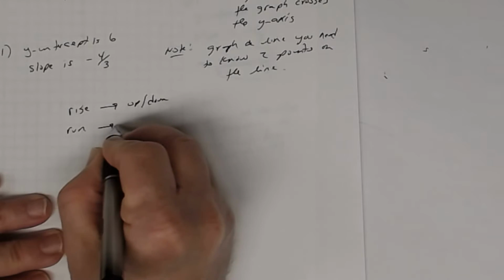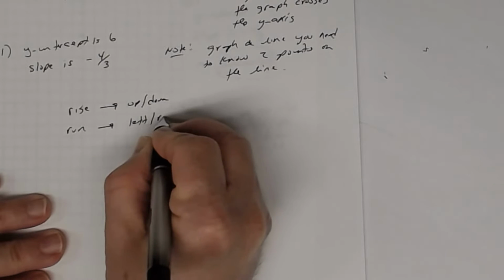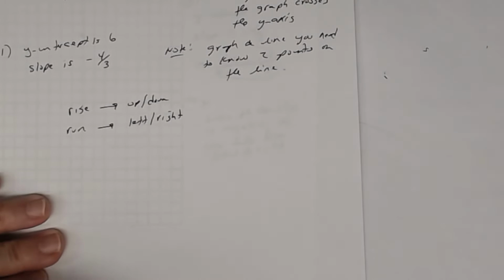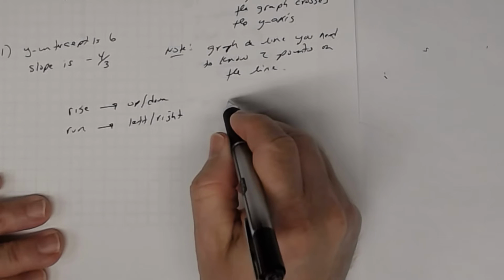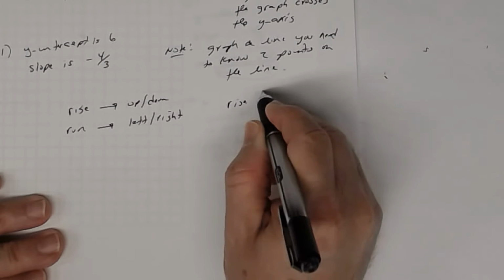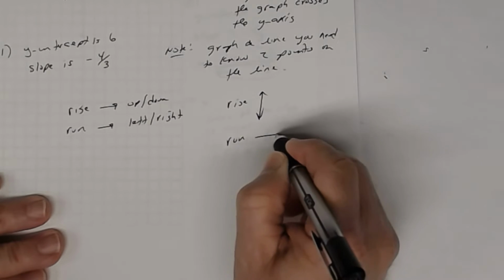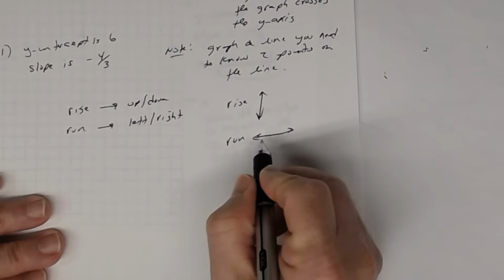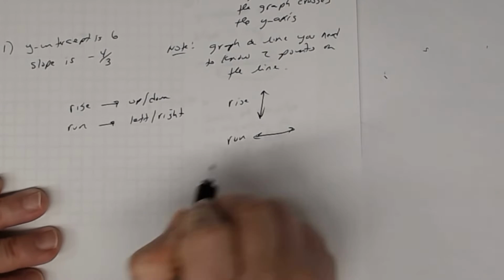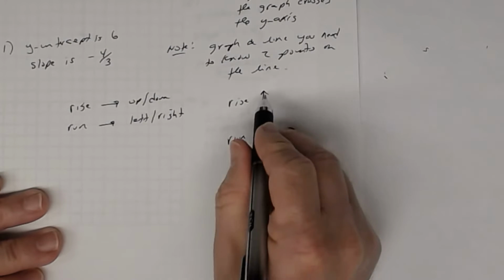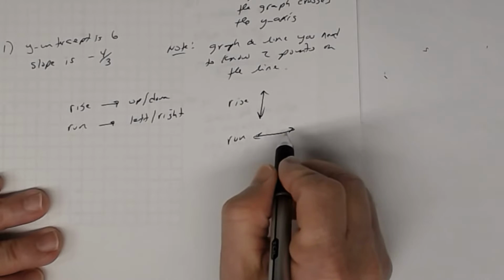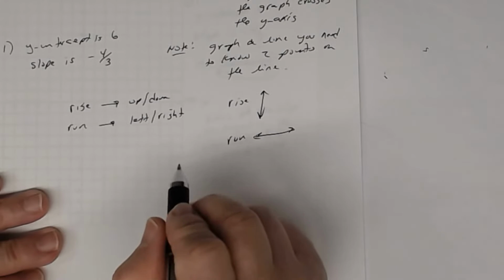Run, you're going to go left or right. So remember, rise, when you think of rise, think going up or down. When you think of run, left, right, like you would prefer to run on a flat surface. Okay, so rise up and down, run left, right. All right, so that's going to be helpful.